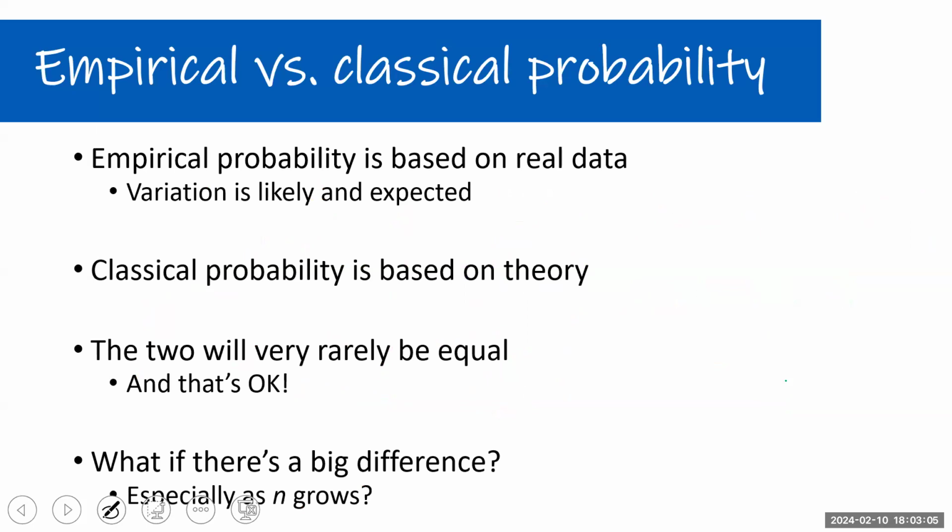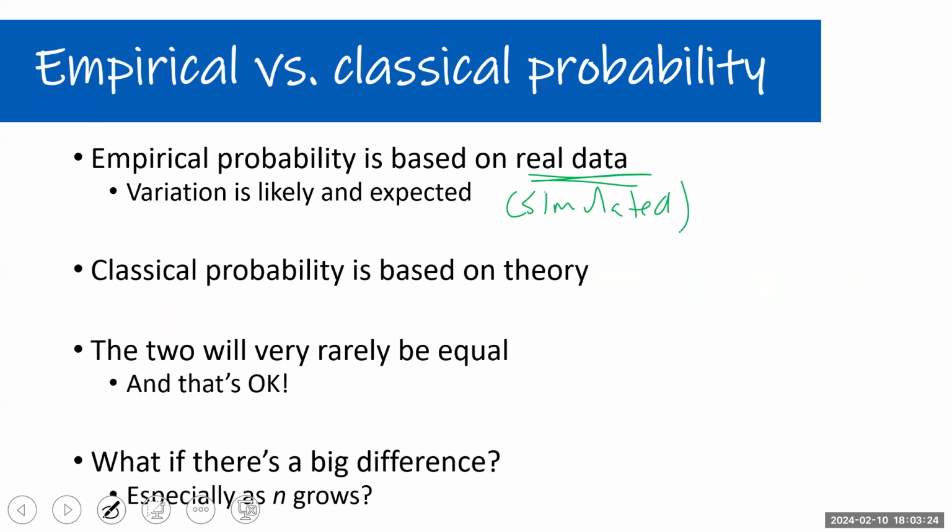So far we've talked about 2 different types of probability. We've talked about empirical probability and we've talked about classical probability. Remember that empirical probability is based on real or simulated data. Okay, so you're going to have actual data in front of you and you're basically going to be counting how many of that option occurred out of the total.